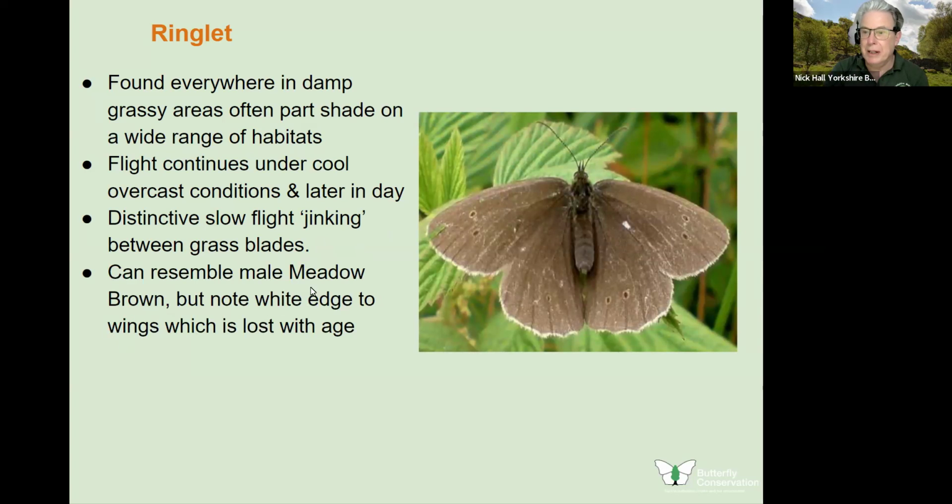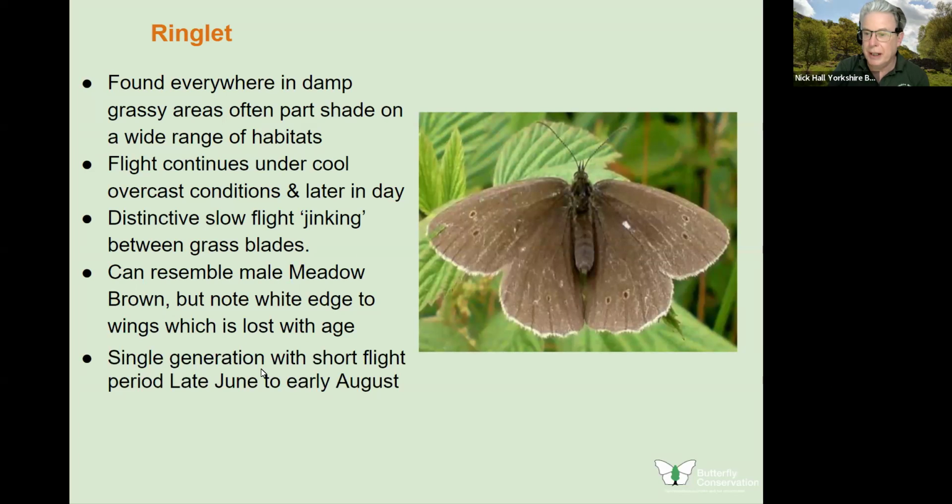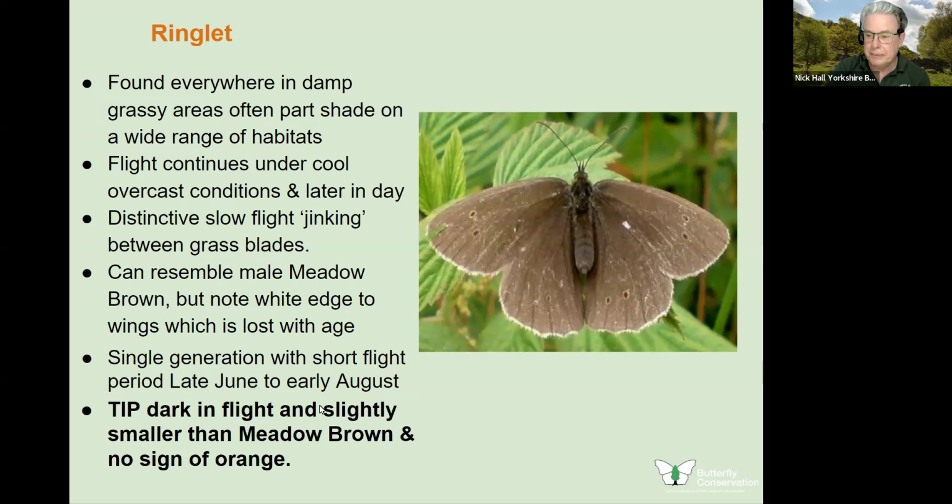It can resemble a male meadow brown, but note that the edge of the wing, when it's fresh, is white. That white edge is lost as they get older. It has a single generation, but a short flight period compared with the meadow brown. From late June, usually a week after the first meadow brown, it flies only into very early August, and then they're gone, unlike the meadow brown, which carries on for some weeks more.